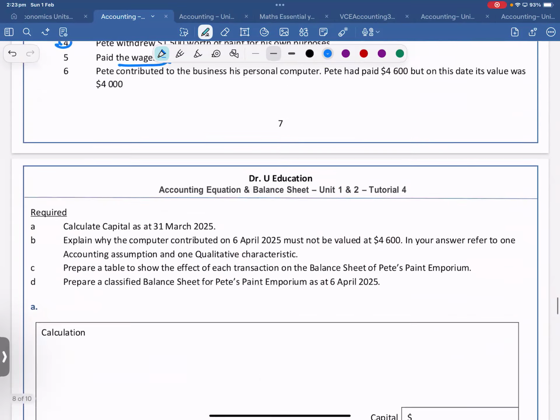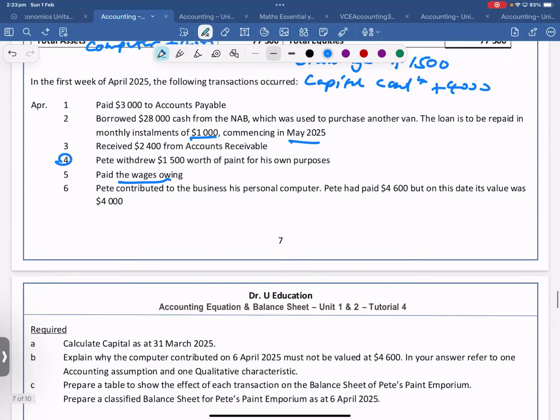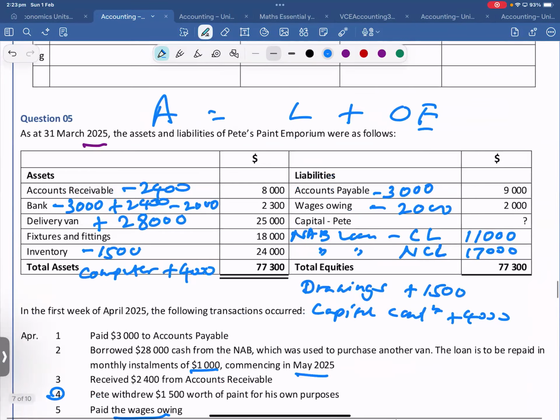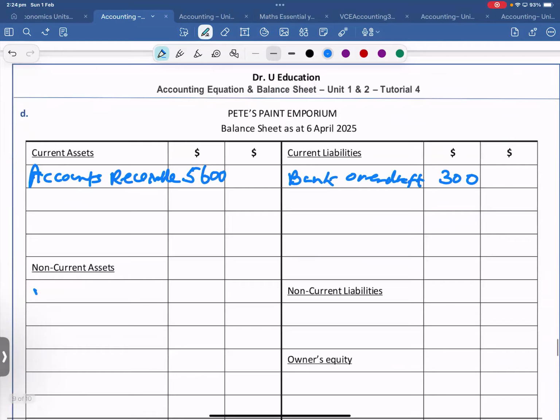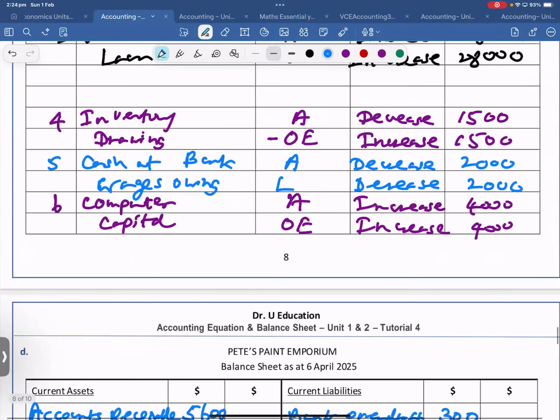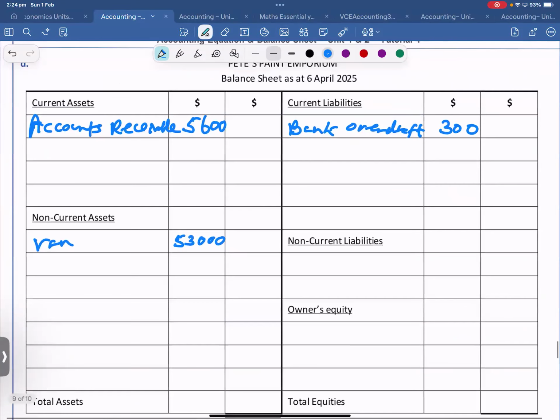The next one is delivery van, which is a non-current asset. So how much is it? 53,000. Yes, 28 plus 25. Then I'll write here van 53,000. Oh, is it delivery van? I'm sorry, you have to write delivery van, exactly the same term. We can't change the terms. Delivery van, 53,000.